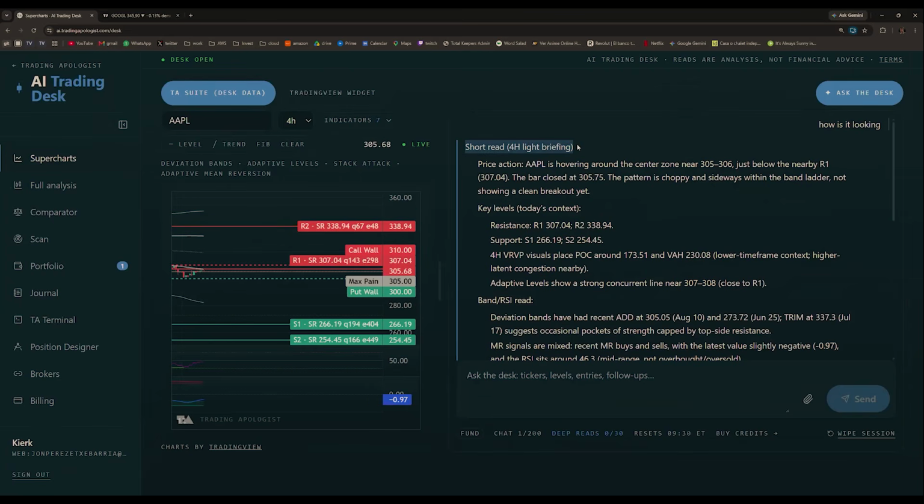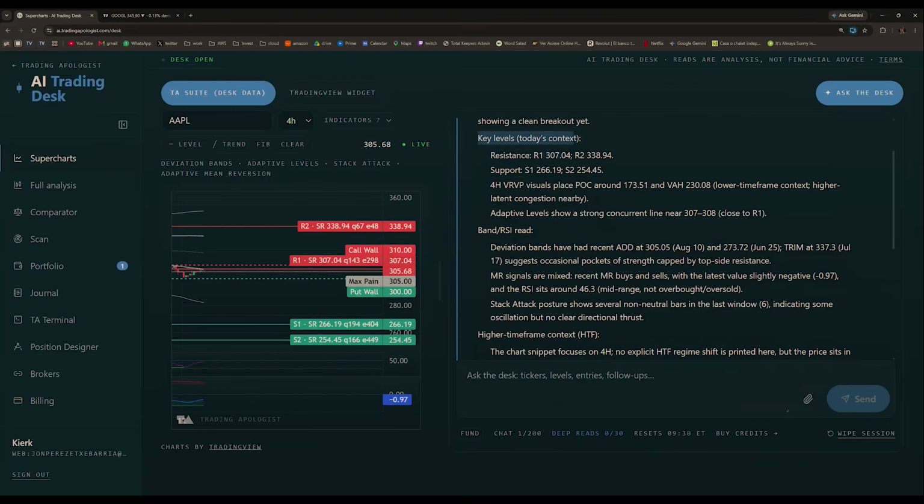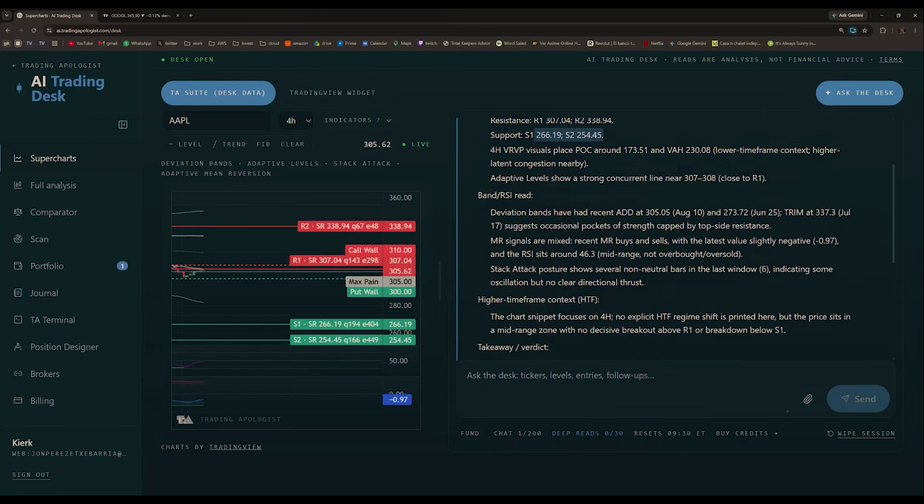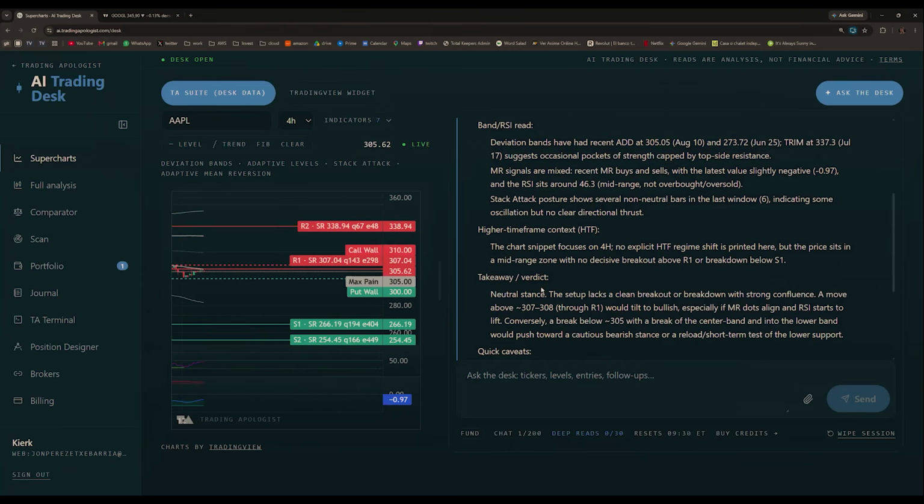So, short read, 4 hour light briefing. Price action in Apple is hovering around 305, 306, just below R1, so resistance 1. It's basically going to give you the key levels today. This is resistance at 338. Next, strong supports are here, 266. The 4 hour BRPP is in this place. So it's going to give you the read because I was just saying, hey, how is it looking?